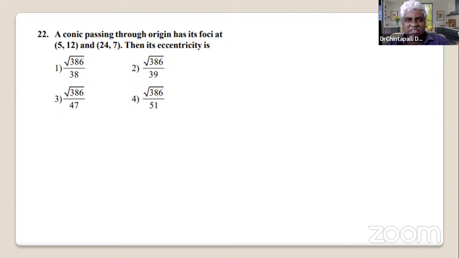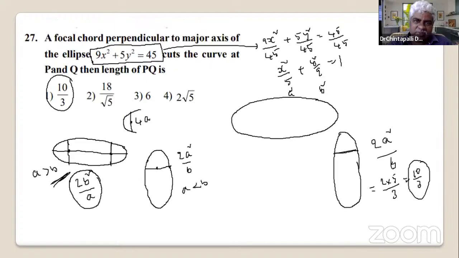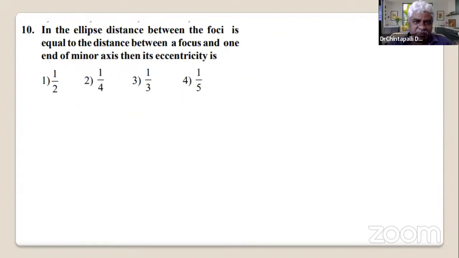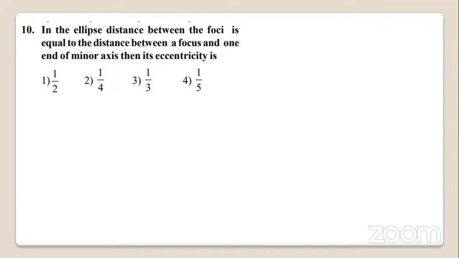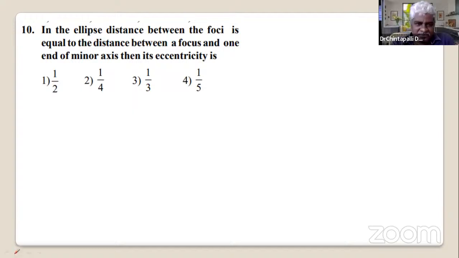You calculated the distance between 5 comma 12 and 24 comma 7. One is S, another one is S dash. You calculated S S dash. After calculating the distance between S and S dash, it is equated to 2AE. Keep this point in your mind. Distance between foci is 2AE.